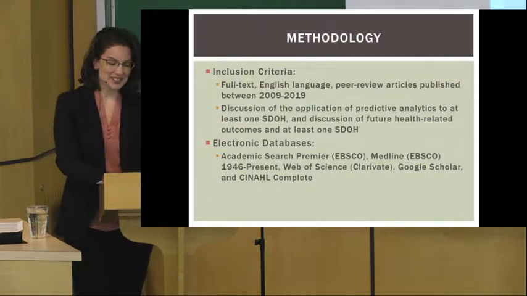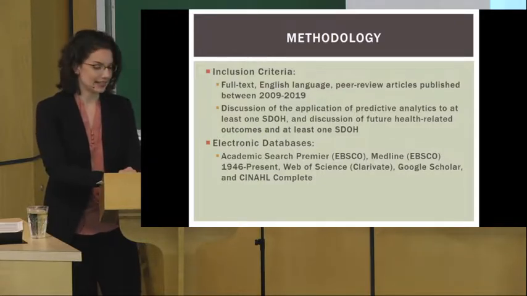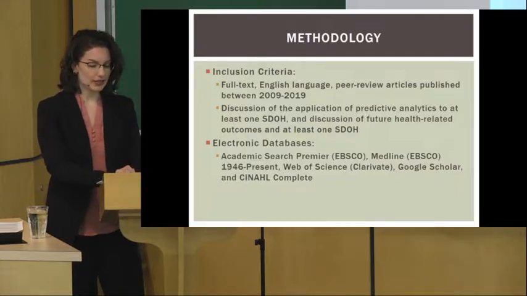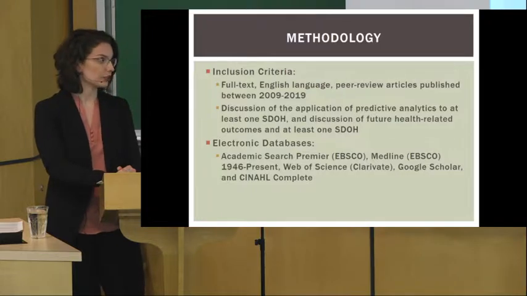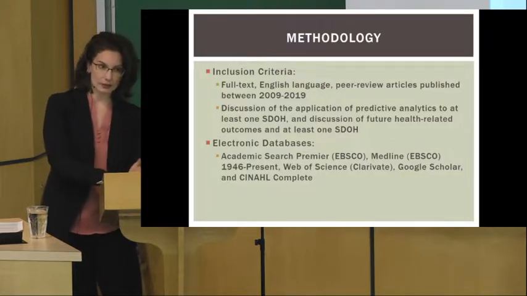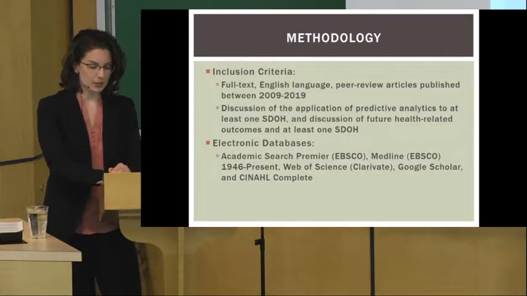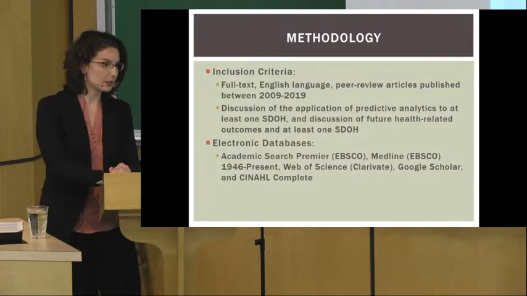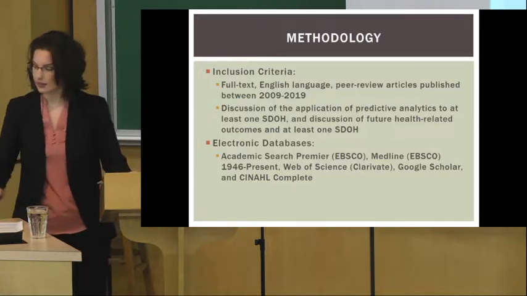My search was limited to full-text English language peer review articles published between 2009 and 2019. Additional inclusion criteria included discussion of the application of predictive analytics to at least one social determinant of health, and discussion of future health-related outcomes and at least one social determinant of health. The electronic databases used in the search included Academic Search Premier, Medline, Web of Science, Google Scholar, and CINAHL.